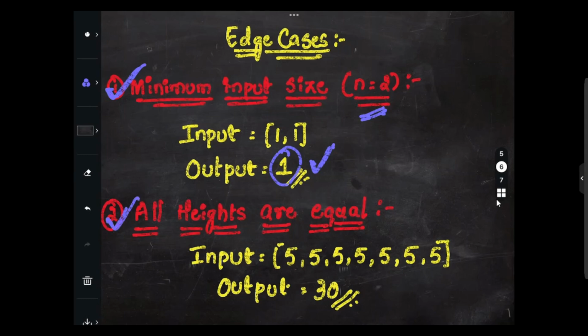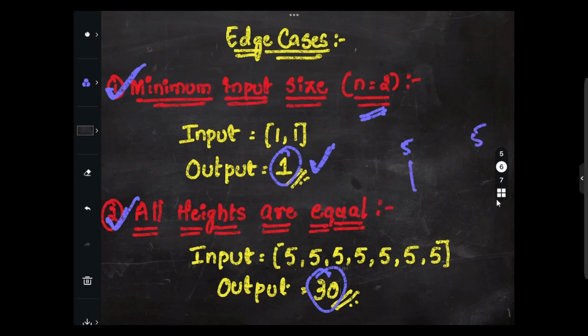And the second edge case here is all heights are equal. 5, 5, 5 we have. This one you can just draw the diagram in the same way that I have shown for example 1, and you can check it out. You will get the output 30 in this case. So we have 3, 4, 5, 6, 7, right? The maximum we have here in this case is 5. The last one we will be having is 5 itself, height.